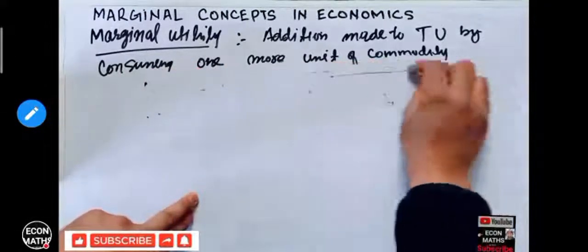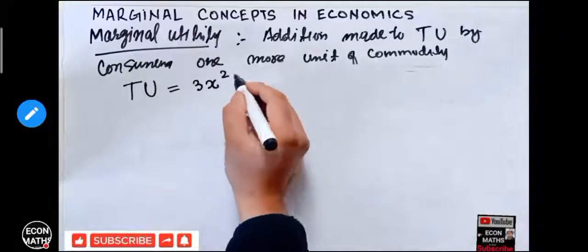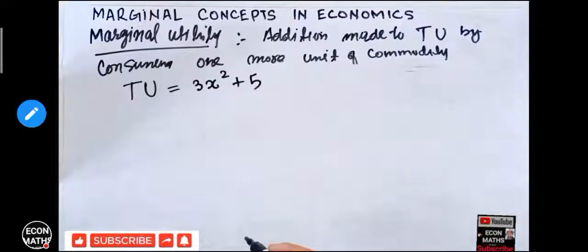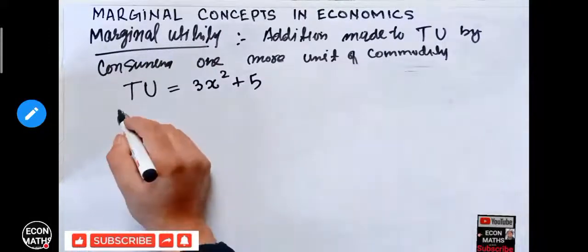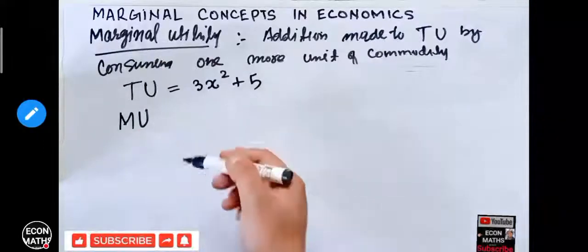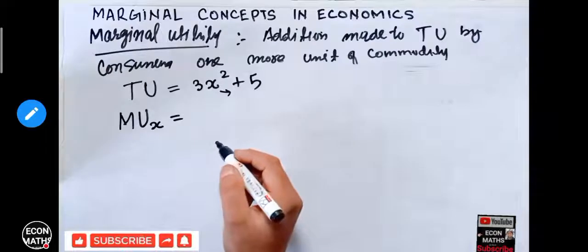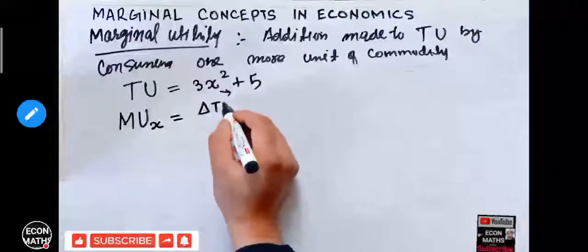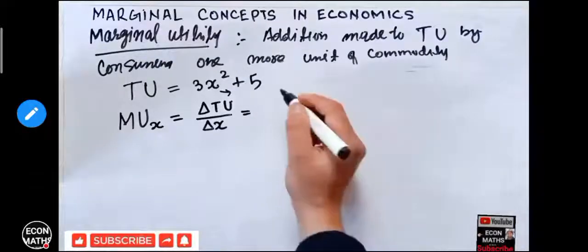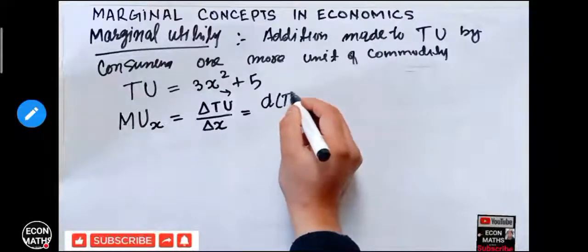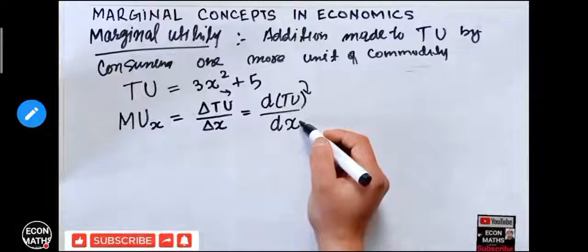So let me erase this. Let us say we are given the total utility function as 3x square plus 5. This is our total utility function. Now we have to find the marginal utility from this very total utility function. What will we do? We will write the marginal utility of x, since here the product is only one, that is x. The marginal utility of x is given by change in total utility divided by change in consumption. So we can write it as du divided by dx, that means change in total utility with change in the consumption.